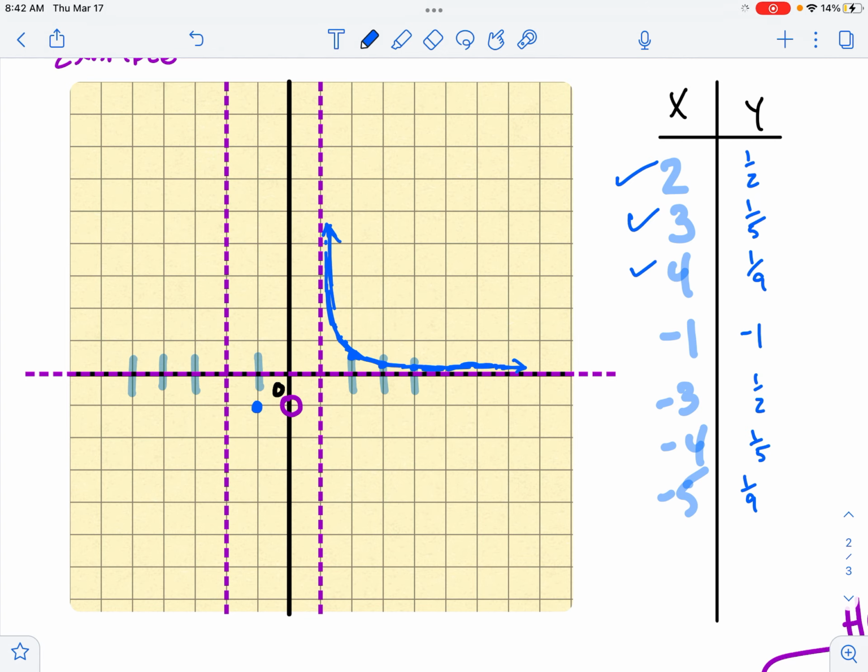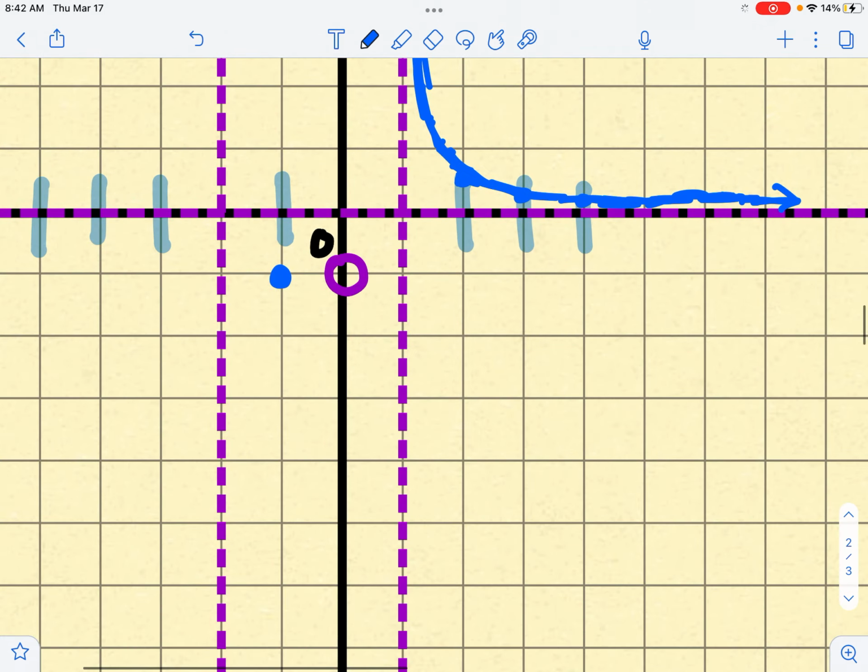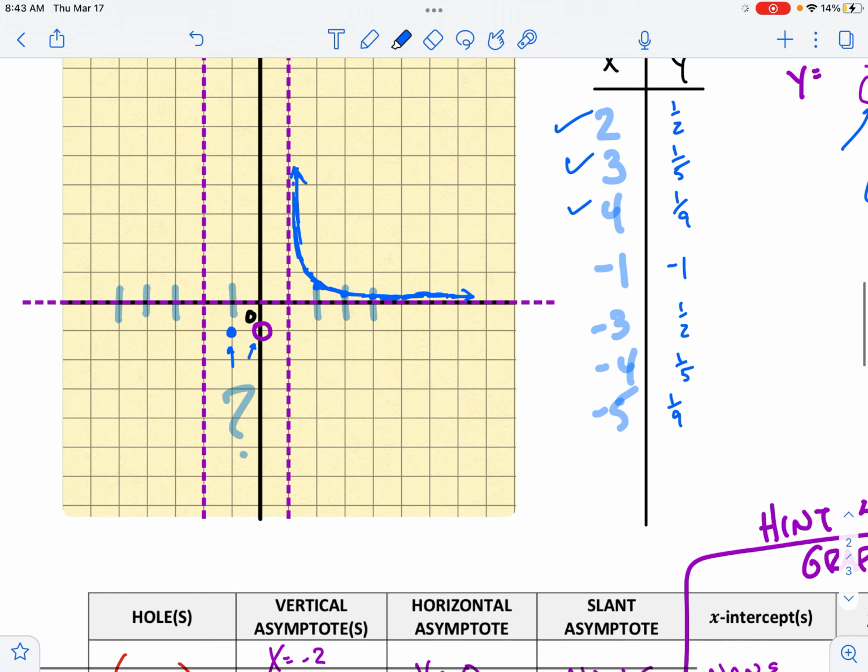-1, -1 is here. I don't really know what's going on there. I have a hole, so I know the graph goes through that hole, or kind of comes up to it and comes out the other side. And I know I have something here. That's not enough information. I don't know what's going on, so I need some more info there. So for now, I'll put a question mark. Let's see what else we have.